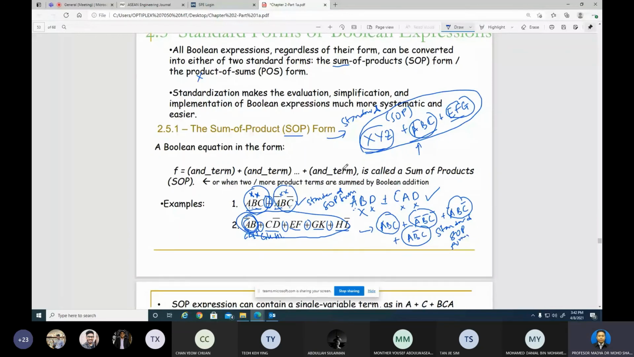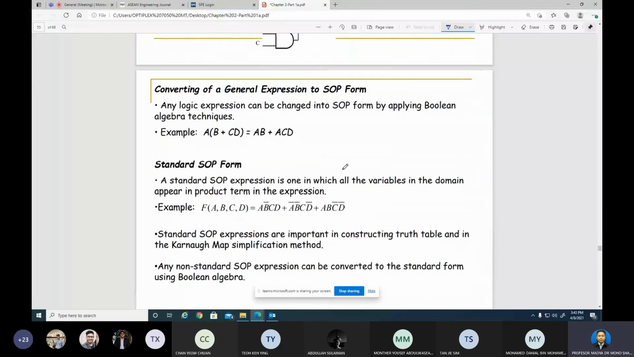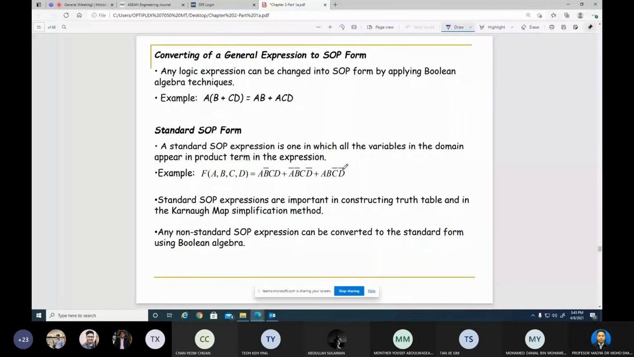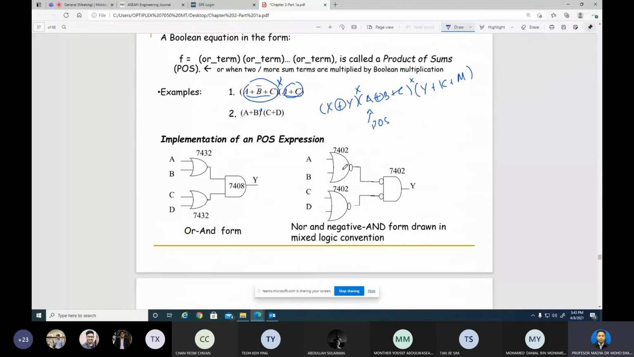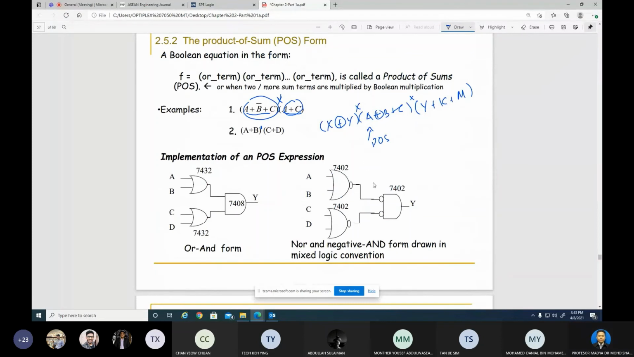So for example, let's go to the POS. I will show the POS standard form first. You can see this one is a POS, but this one we call not standard. It's not a standard POS.